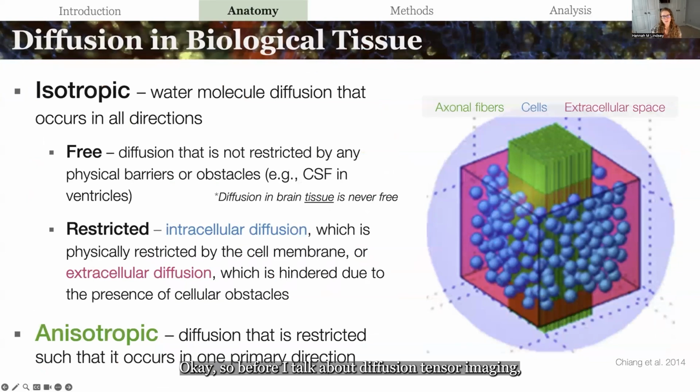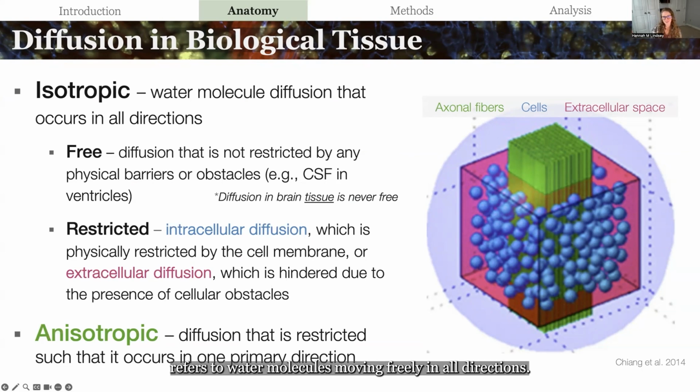Okay, so before I talk about diffusion tensor imaging, there's one more thing related to biology that I think is important to talk about. In order to fully understand how to interpret diffusion data, it is necessary to understand the ways in which water molecule movement is influenced by the microstructure of different biological tissue compartments. Those are represented in a single voxel in this illustration, where we have our extracellular space compartment, our intracellular space, or these cell compartments, and then the axonal fiber compartments. So some of this may be a review, but I'm going to go through it anyway.